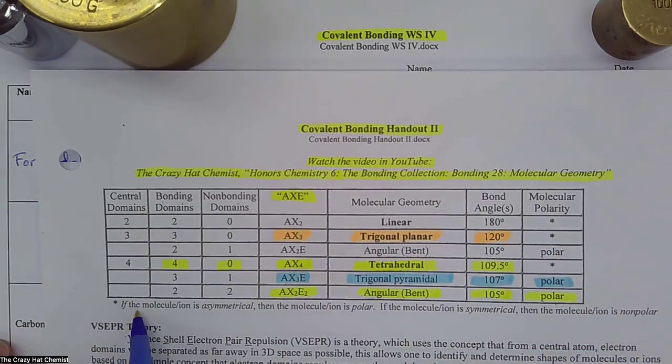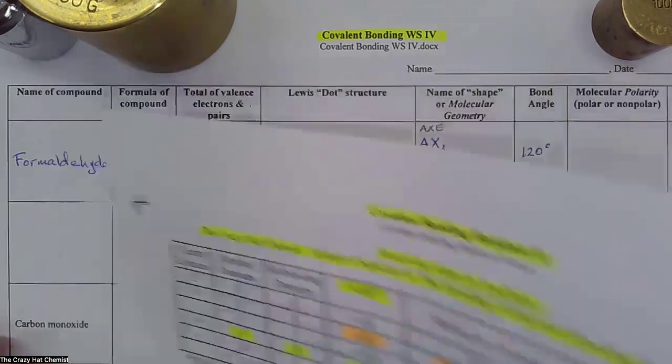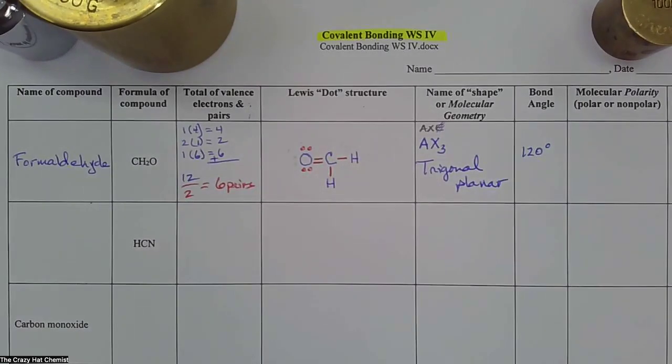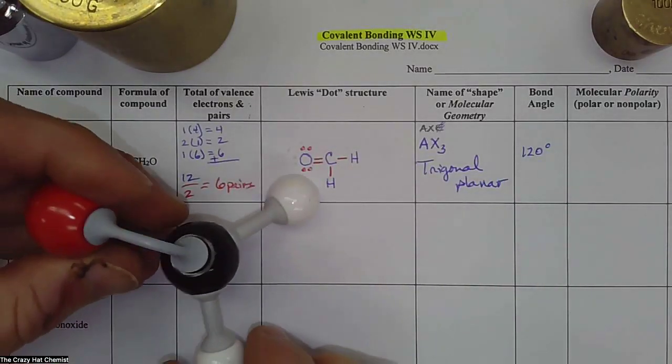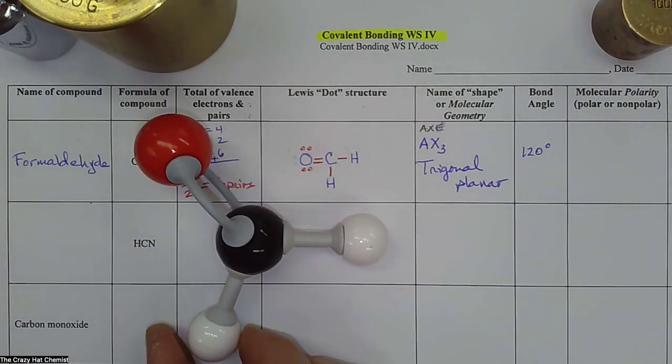it says if the molecule or ion is asymmetrical, then the molecule or ion is polar. If the molecule or ion is symmetrical, then the molecule or ion is nonpolar. So that's why there's that asterisk. So what we have to do is actually build the model, and then from there we're going to work. So here is the model, and I'm trying to show this model in the same orientation in which you see that Lewis dot structure.